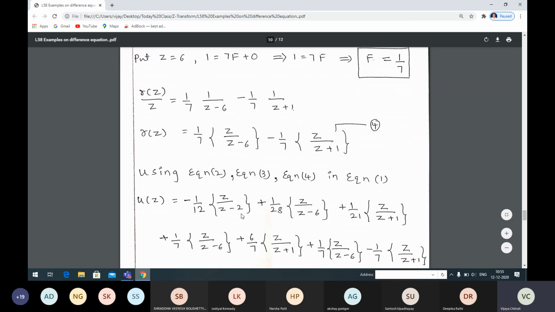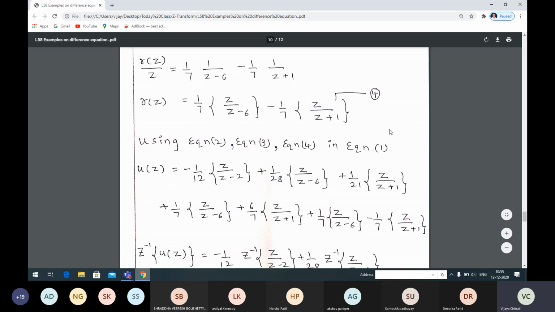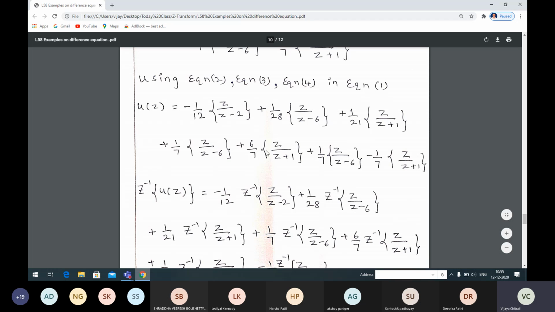So using equation 2, equation 3 and equation 4 in equation 1, we will get U of Z is equal to minus 1 by 12, Z divided by Z minus 2 plus 1 by 28, Z divided by Z minus 6 plus 1 by 21, Z divided by Z plus 1 plus 1 by 7, Z divided by Z minus 6 plus 6 by 7, Z divided by Z plus 1 plus 1 by 7, Z divided by Z minus 6 minus 1 by 7, Z divided by Z plus 1.